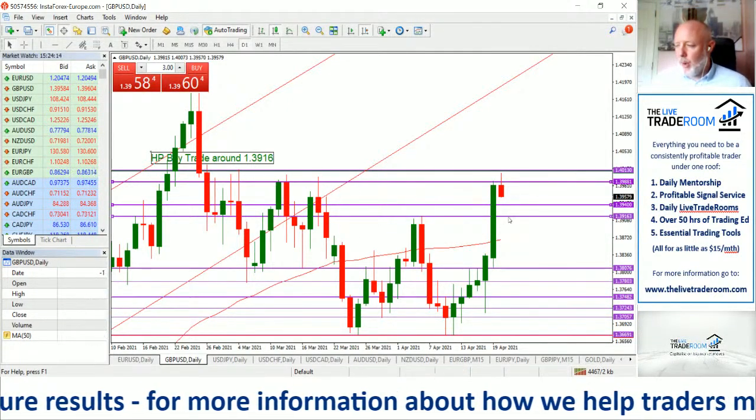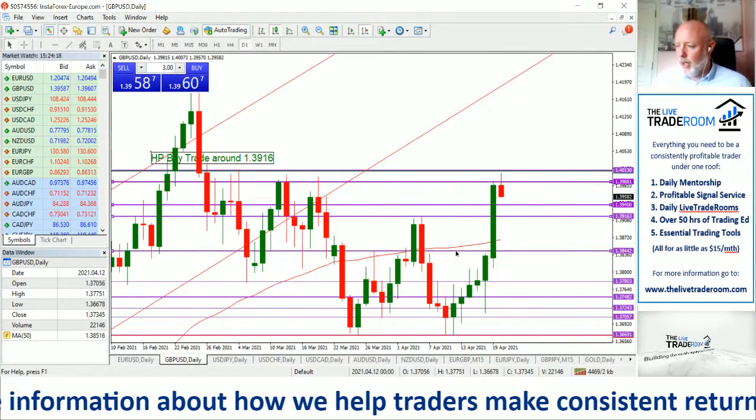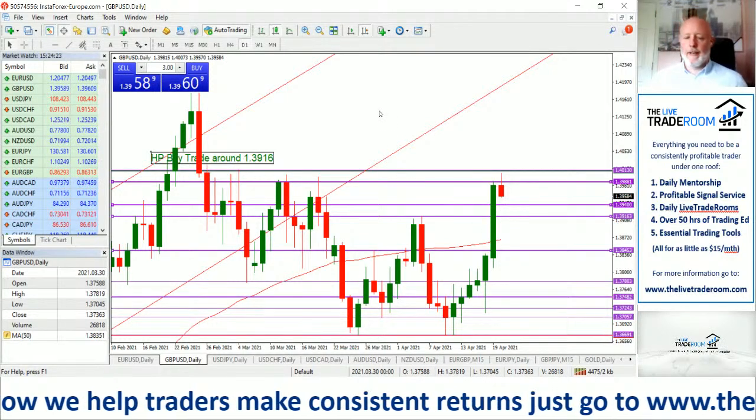But a pullback, we would be looking at these levels. The next level down would be somewhere up here. A comment here from PBOC's Lee says China has insufficiency of long-term capital.